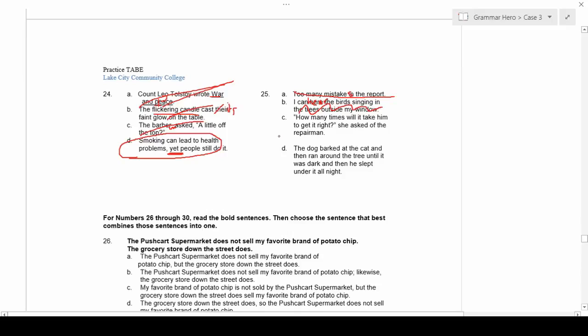Okay. Let's see. I'm going to earmark this one. I don't see anything wrong with it immediately. The dog barked at the cat and then ran around the tree until it was dark. This is a run-on sentence. What's the giveaway? It's got conjunctions. The dog barked at the cat and then ran around the tree until it was dark, and so this is a run-on. Okay, so this one is correct.